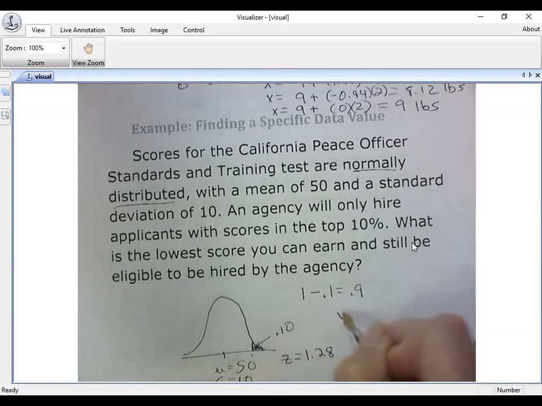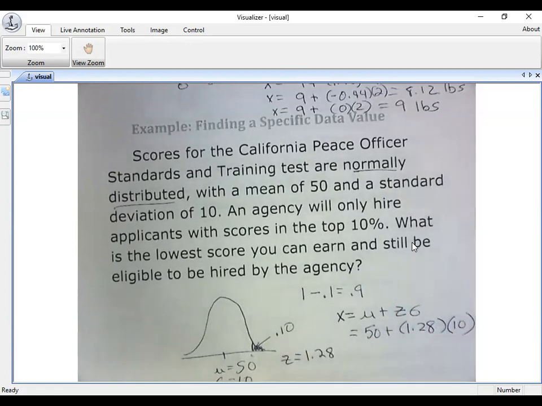So if I want to change this back into an x value, then I'm going to have to take the mean plus z times my standard deviation. My mean is 50. My z-score was 1.28. And my standard deviation was 10. All right, so what are you guys coming up with? Say it again. She says 62.8. Does anybody else agree with that?